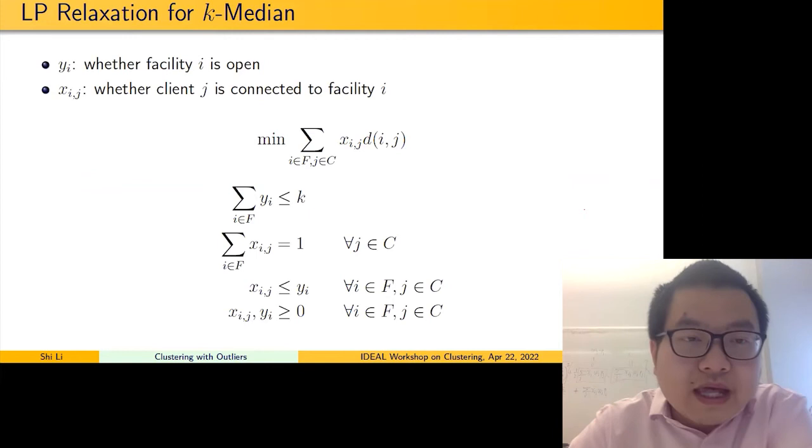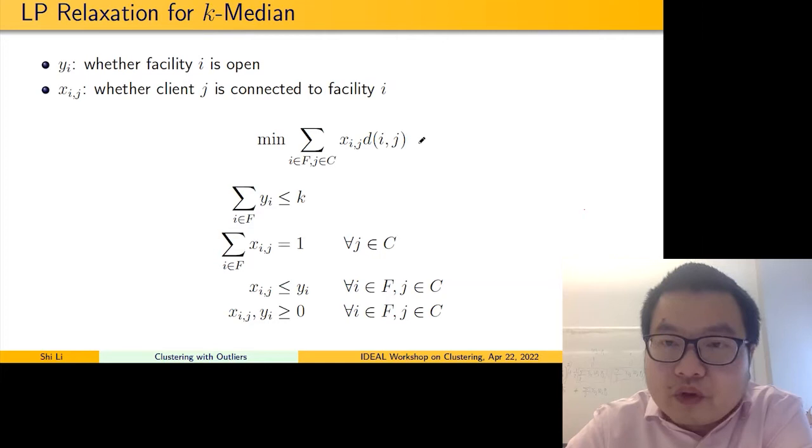Okay, so let me start with the standard LP relaxation for the problem. By the way, if you have questions, you can stop me at any time.